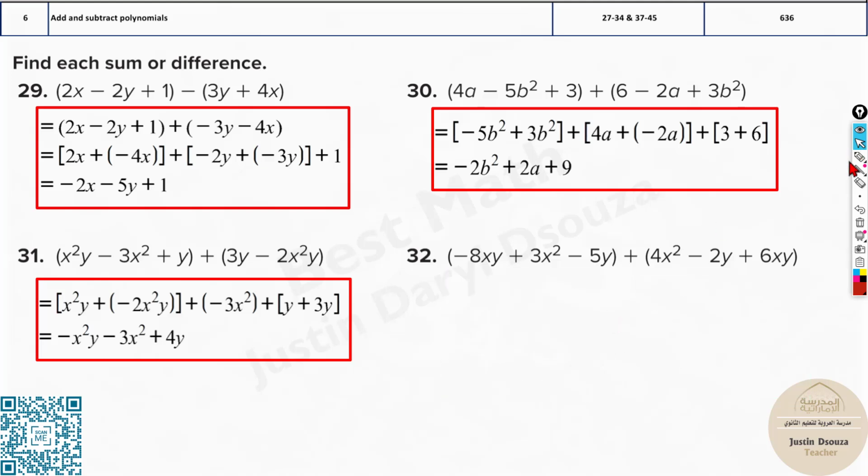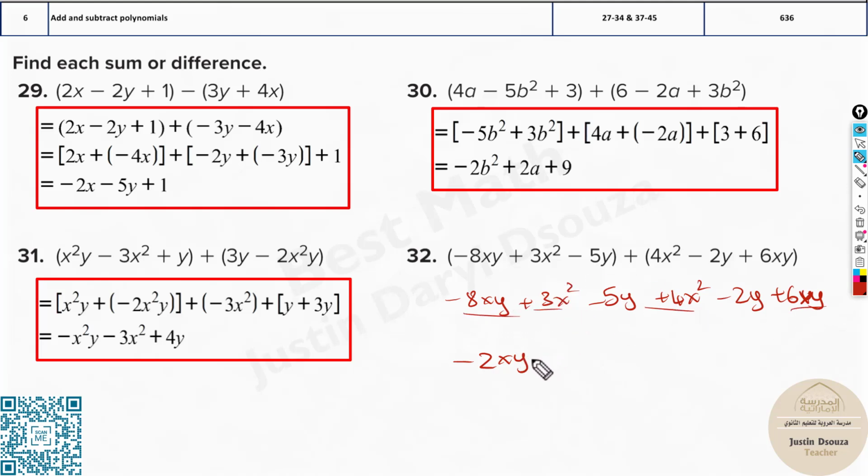Okay, I would do this one because it looks a bit complicated, right? Now minus 8xy plus 3x squared minus 5y plus 4x squared minus 2y plus 6xy. Next, what we do? Here, plus 6 and minus 8, when you add it up, it will be minus 2xy. Only this is the xy terms. And what about x squared terms? There are two x squared terms. Plus 4 plus 3 is 7x squared minus 7y. That's it. That's the answer.